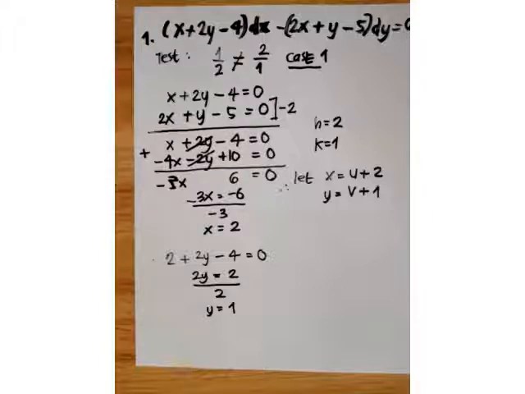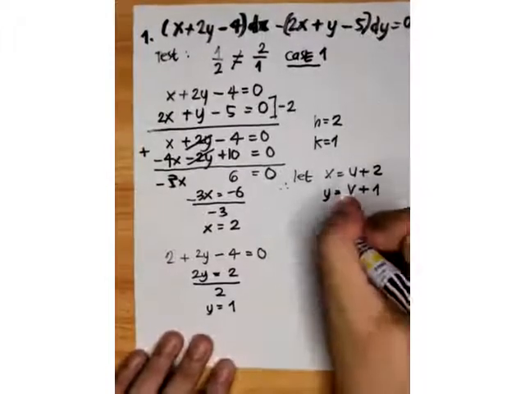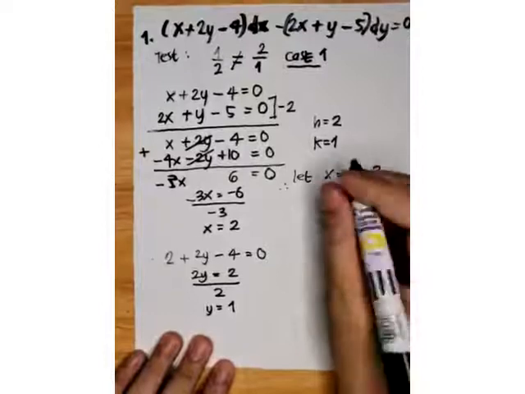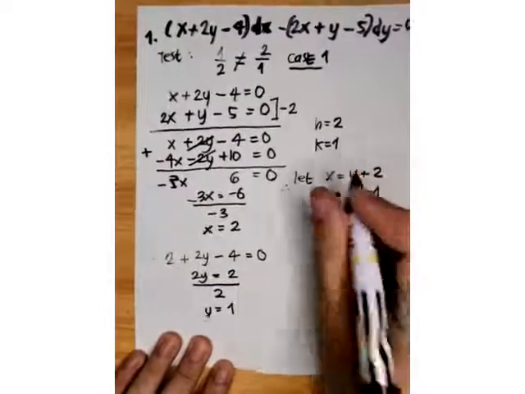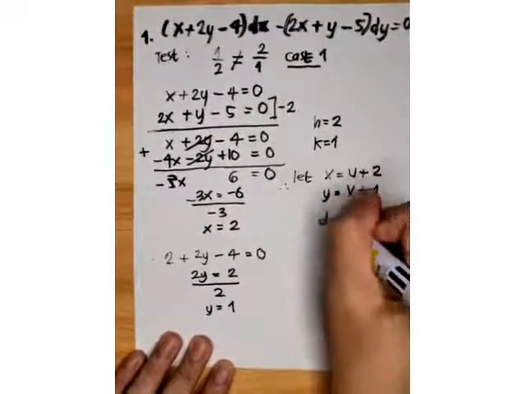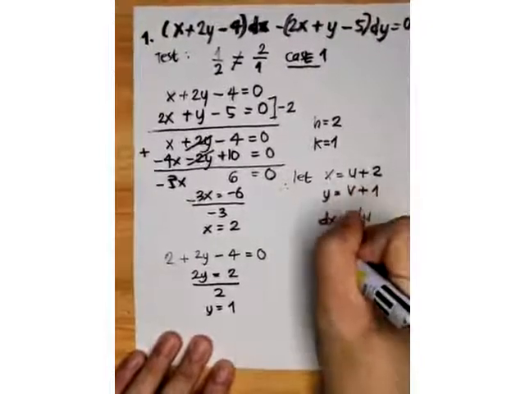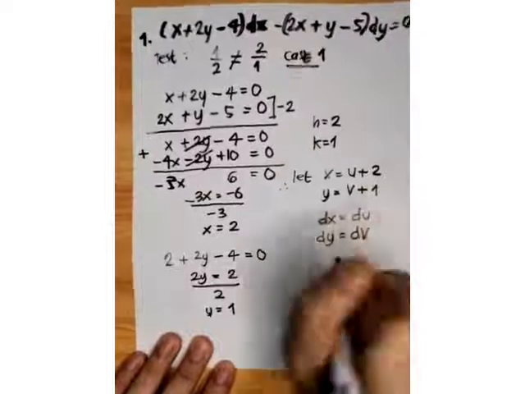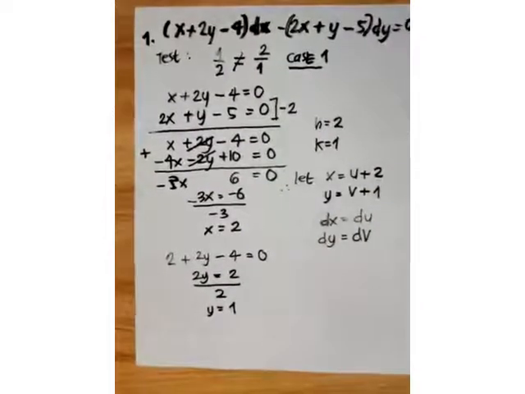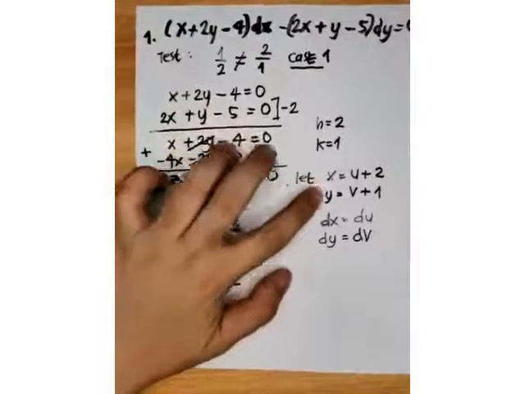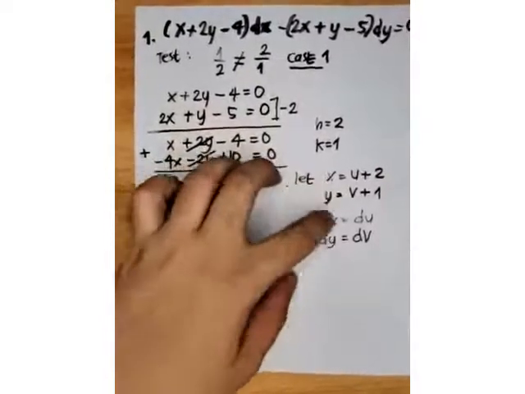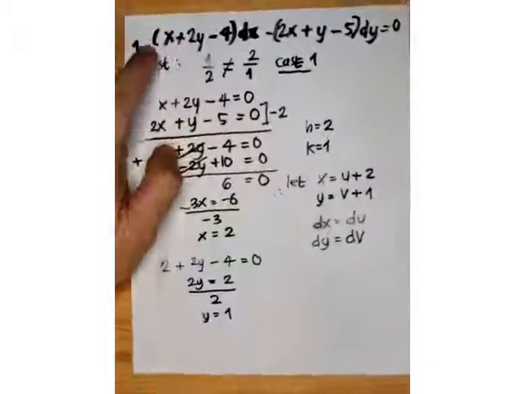Okay, let's continue. Now let's get the derivative. To get the derivative of this one, dx is equal to du, and then dy is equal to dv. So dx is equal to du, and then dy is equal to dv. Okay? So that means yung apat na yan, isa-substitute natin sila dun sa ating differential equation.